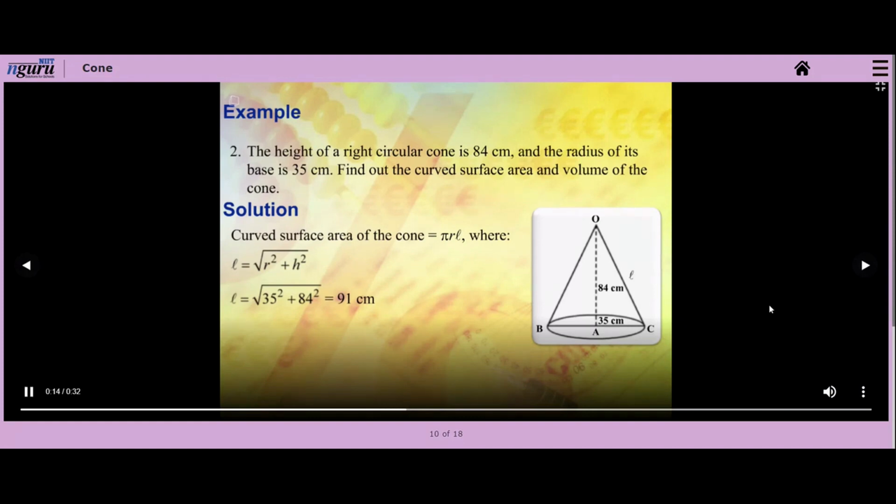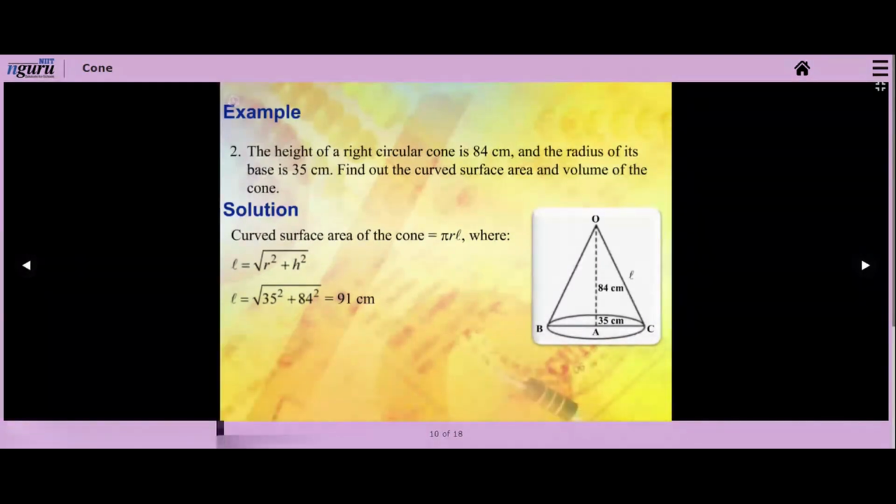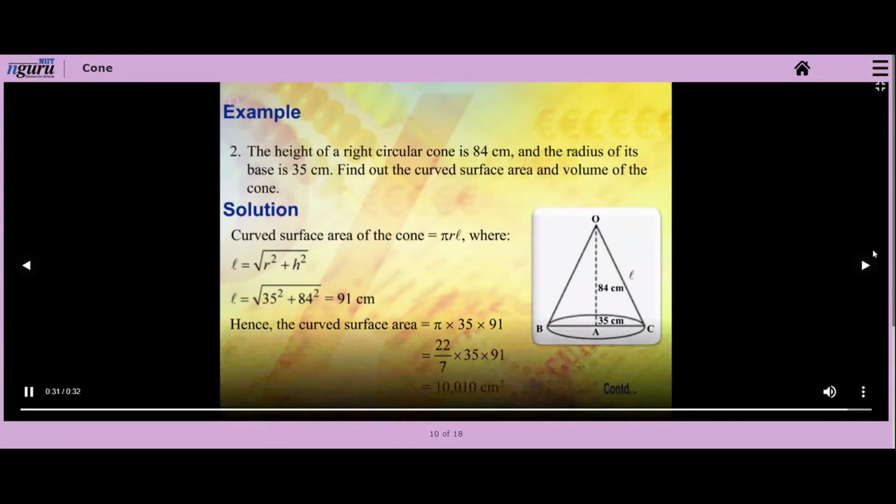The curved surface area of the cone is equal to pi r l, where l is equal to the square root of r square plus h square, which is equal to 91 centimeters. On solving, we get the surface area of the cone as 10,010 square centimeters.